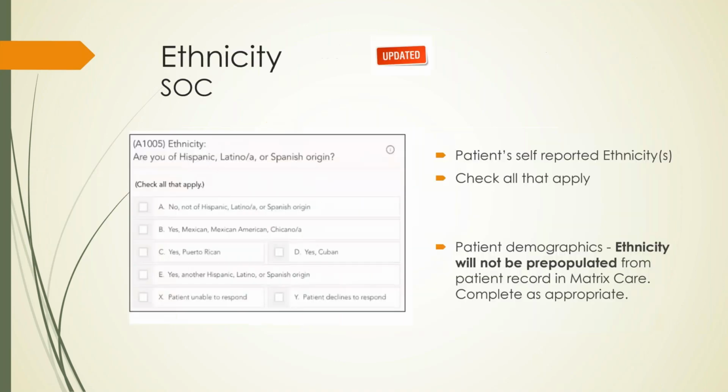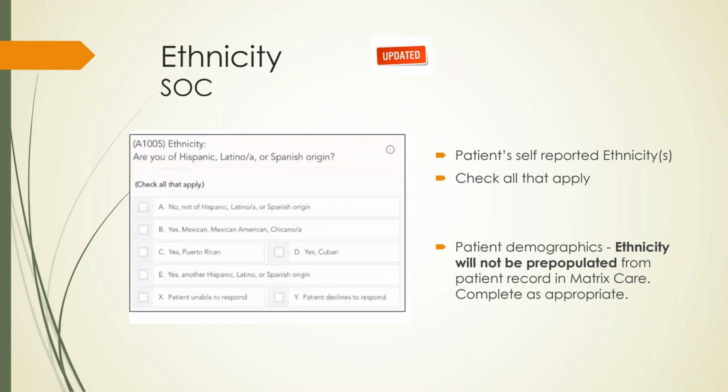The first one is going to be ethnicity. That's going to be collected at start of care, and this one is not going to be pre-populated from intake. So when you do the start of care, you actually have to ask the patient to get the information. You're going to ask them if they're of Hispanic, Latino, or Spanish origin, and they can say no, they're not, or yes, and then there's Mexican, Puerto Rican, Cuban, or another Hispanic.